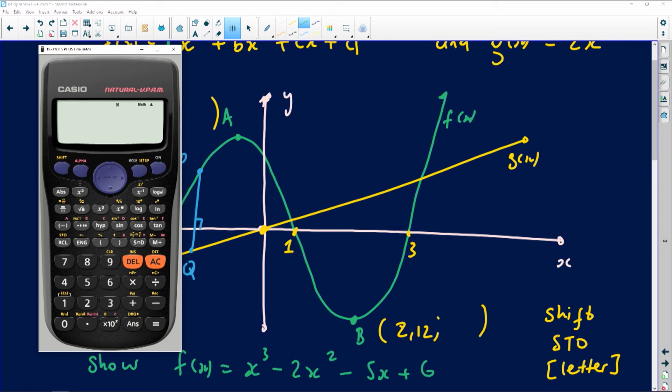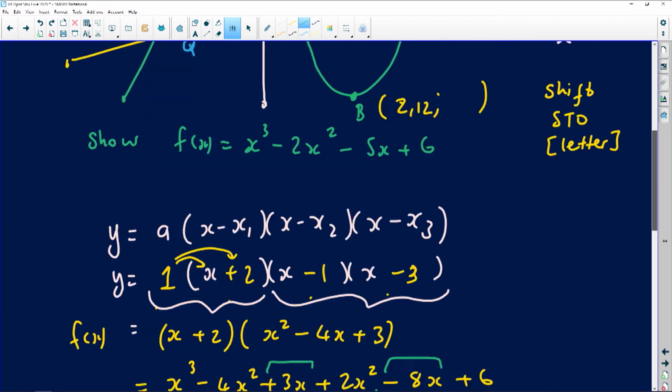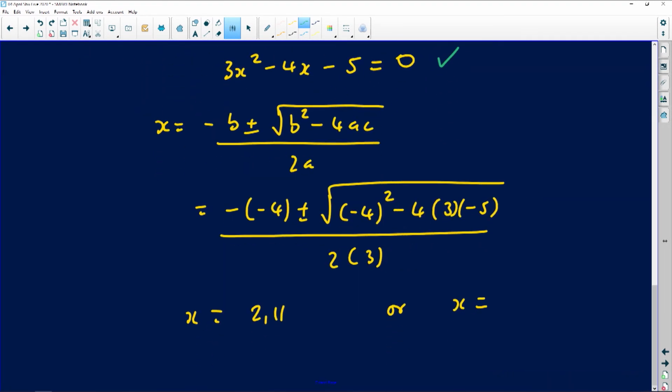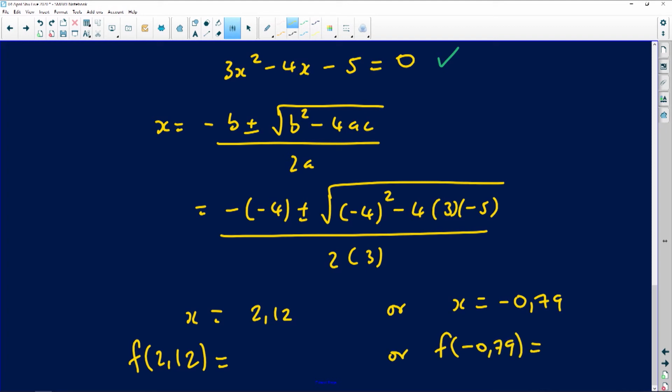Now I want to replace the x's, because remember, when you have x values you want to find the corresponding y values. Let's go back and say we found that the second x value is negative 0.79. We want to know what is f of 2.12. Remember, this is 2.12 to 2 decimal places, so we need to make sure we round off correctly. Or what is f of negative 0.79? Remember, you substitute back into the original function, not the derivative. Take it back to the original.